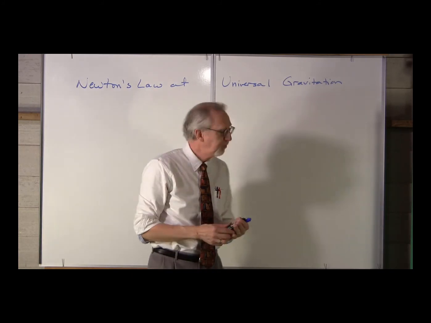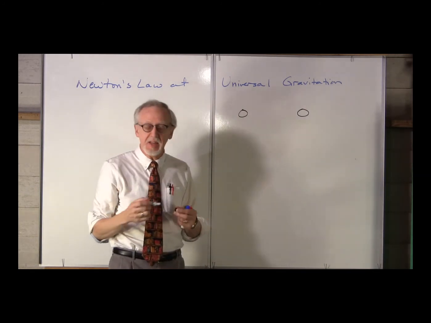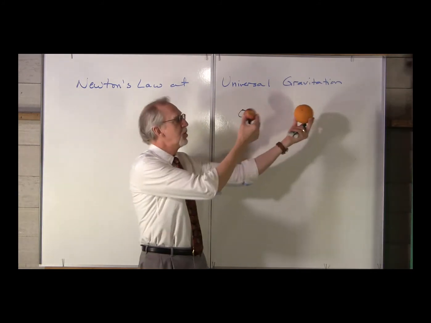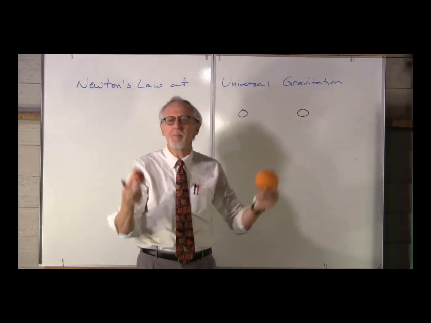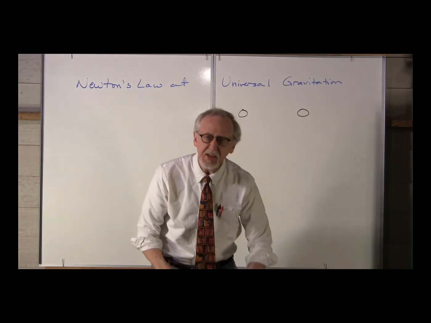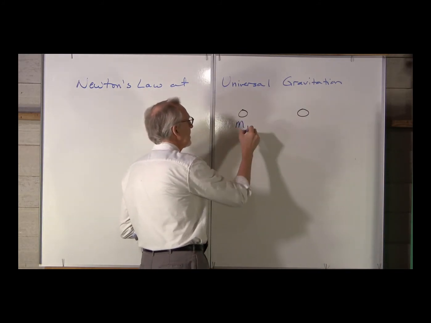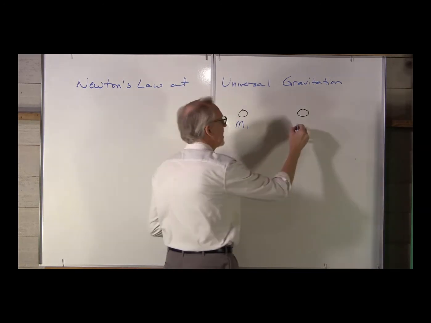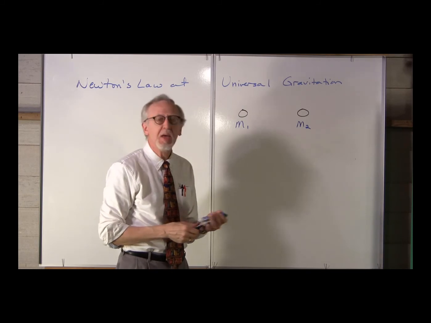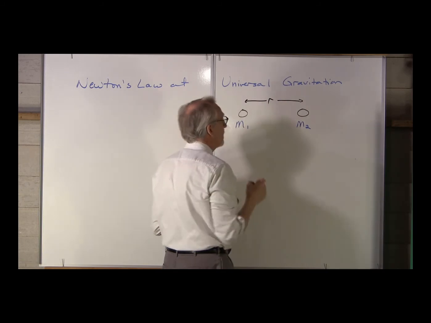So what did it state? Well, the idea is that for any two objects in the universe, any two physical bodies, for example, an apple and an orange, any two objects, let's imagine that these two things have a mass. The first one has a mass of m1, the second one has a mass of m2, and let's imagine that the distance between them is r. So r is the distance between them.